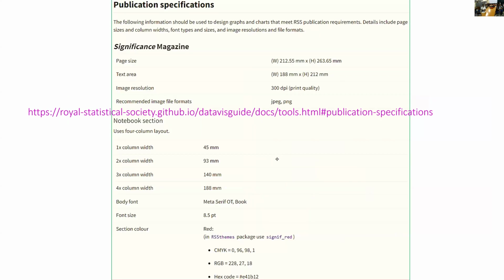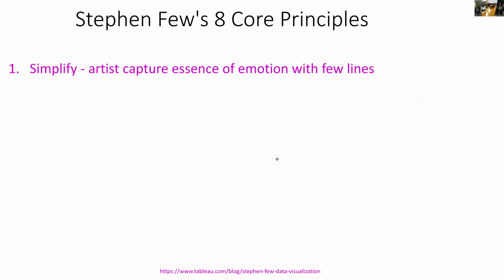There is again, on that website which I showed you initially, our Royal Statistical Society. They give you a specification for RSS graphs, how it should be done.